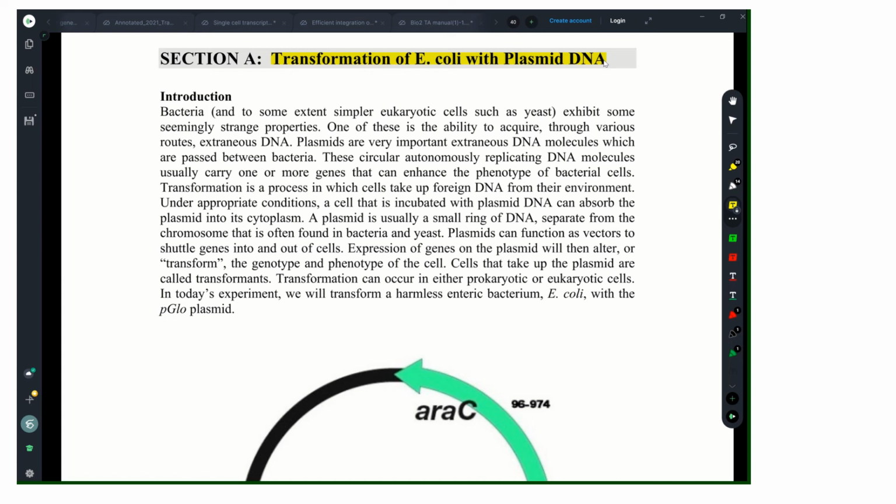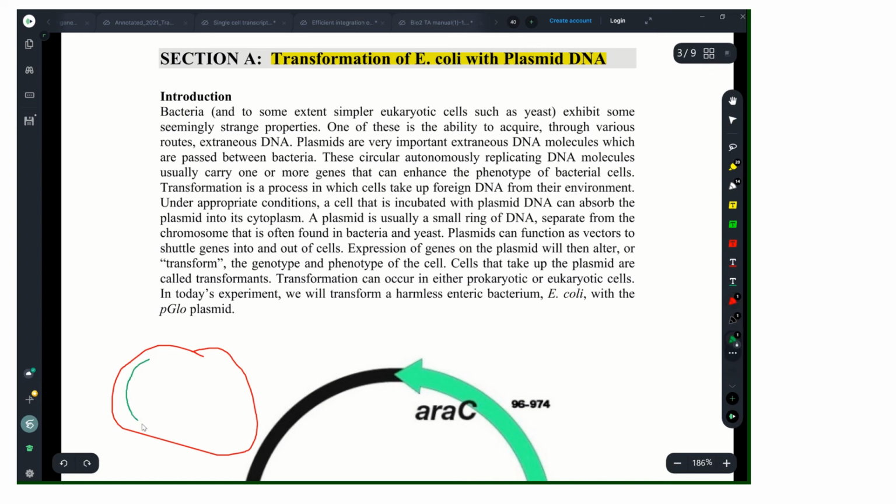So introduction, bacteria, and to some extent simpler eukaryotic cells, such as yeast, exhibit some seemingly strange properties. One of these is the ability to acquire, through various routes, extraneous DNA. Plasmids are very important extraneous DNA molecules, which are passed between bacteria. These circular, autonomously replicating DNA molecules usually carry one or more genes that can enhance the phenotype of bacterial cells. So, here we have a circular DNA molecule, so we'll say that that's a plasmid, and they normally carry one to two genes. So that's kind of like how they pass superpowers to each other.